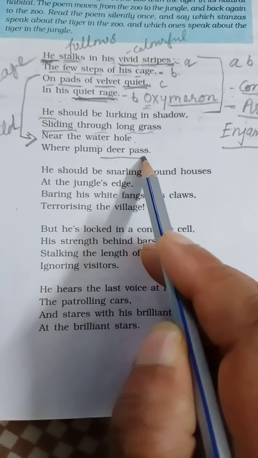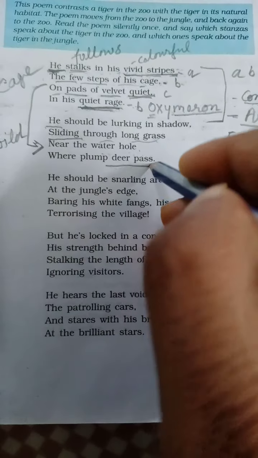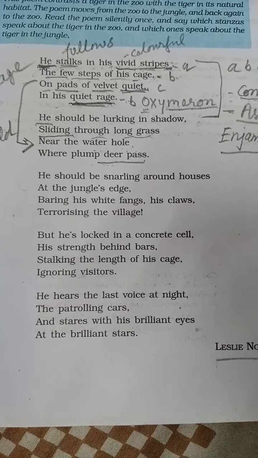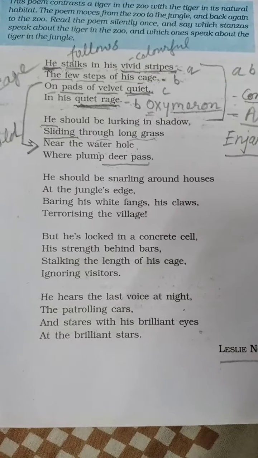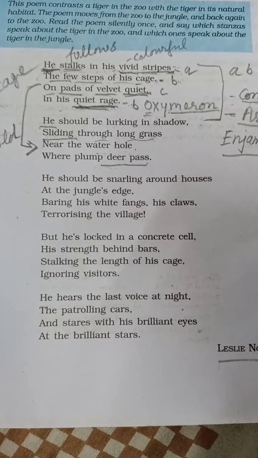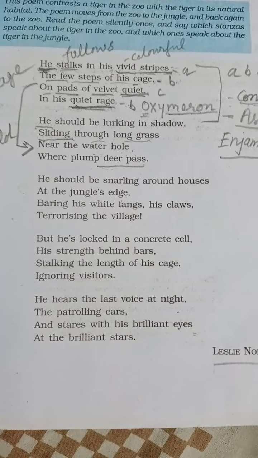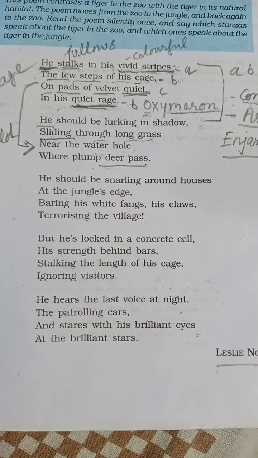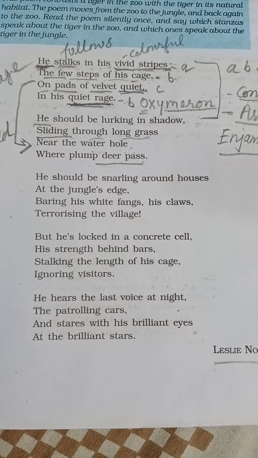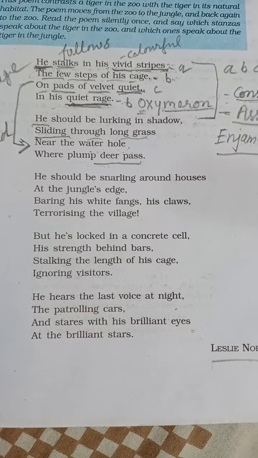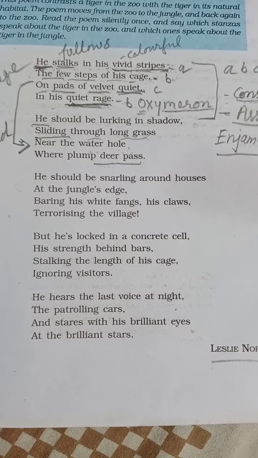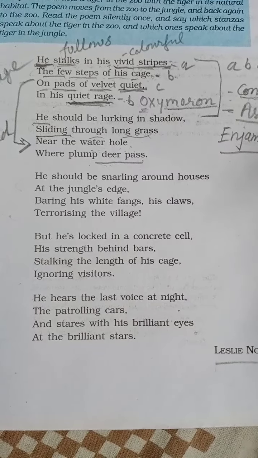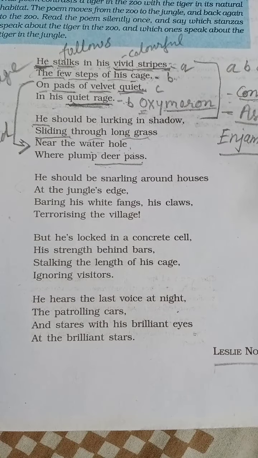Deer is very common prey. Prey means the victim, the one which he wants to eat. Plump deer means very fatty deer. Very fatty deer come to quench his thirst, and for that plump deer he is waiting there nearby the water source.